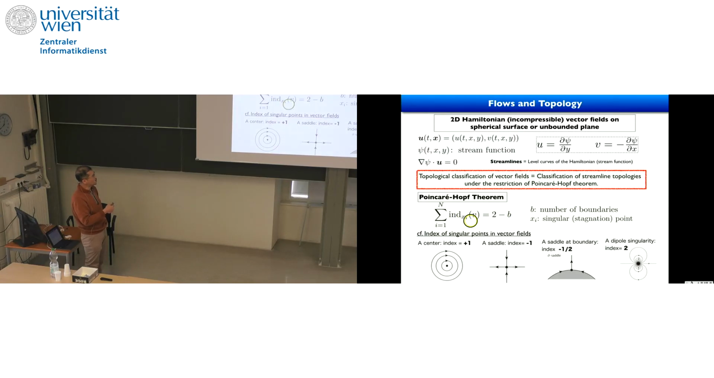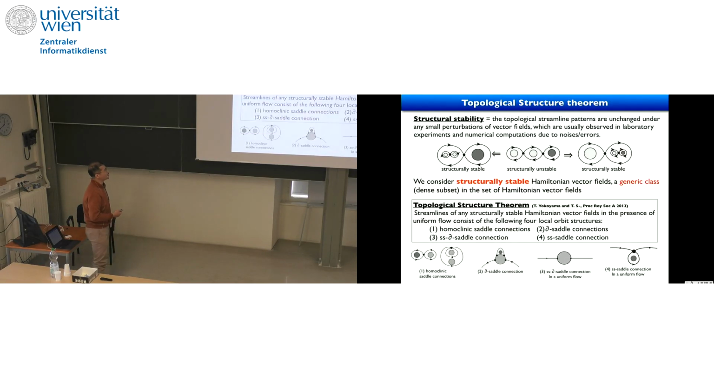The index of the singular point is given by this. A center point has an index 1, a saddle point has an index -1, a saddle at the boundary has an index -1/2, and a dipole singularity has index 2. So by adding all these indices for all singular points of the vector field, the sum should be equal to 2 minus v. So we are going to classify all kinds of 2D vector fields under the restriction of this Poincaré-Hopf theorem. Okay, this is what we are going to do.